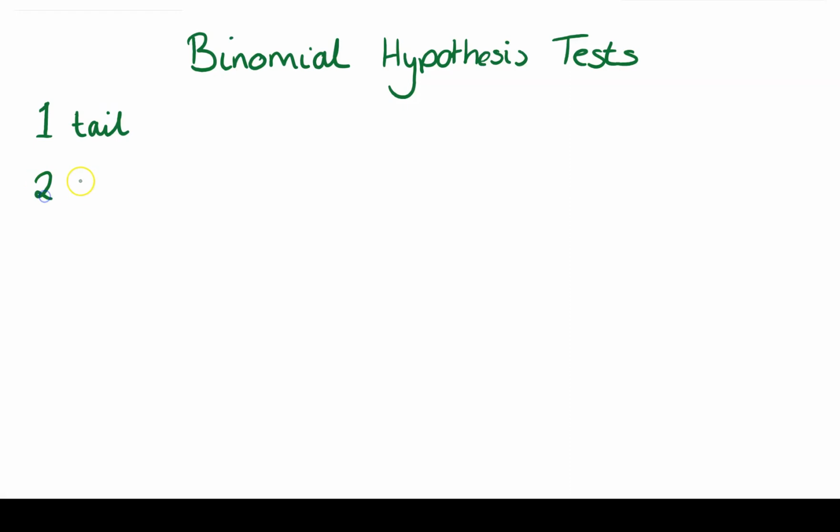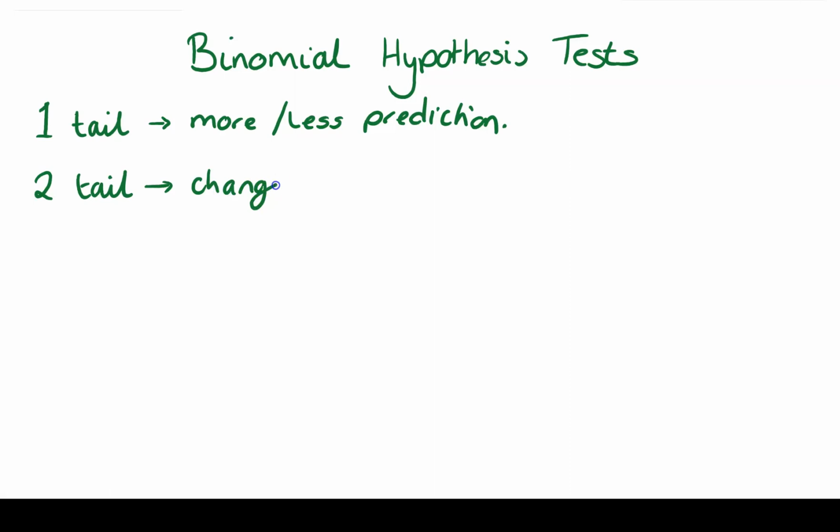A hypothesis test can either be one tail or two tail. A one tail test involves the direction, so whatever we think is going to get to be more or less, and it's usually a prediction. A two-tail is just going to say that it has changed, but with no direction. So we don't know whether whatever we're measuring is going up or down, we just know it's not what it was before.